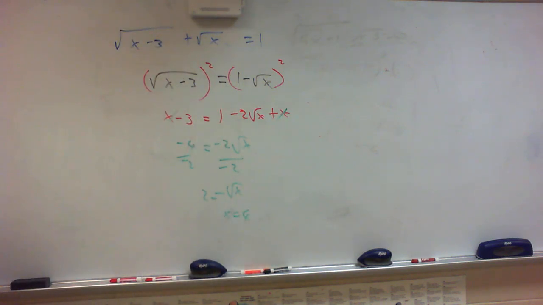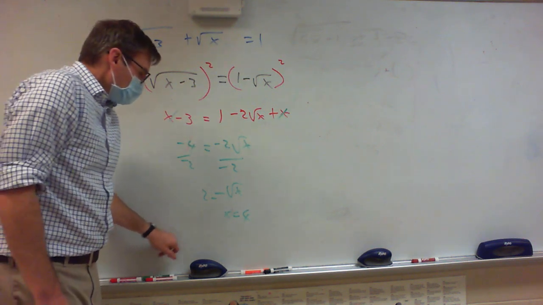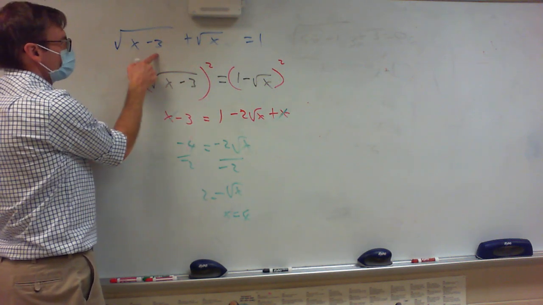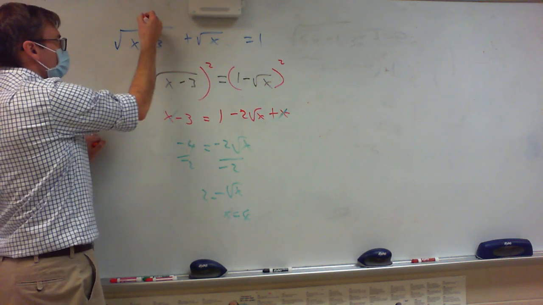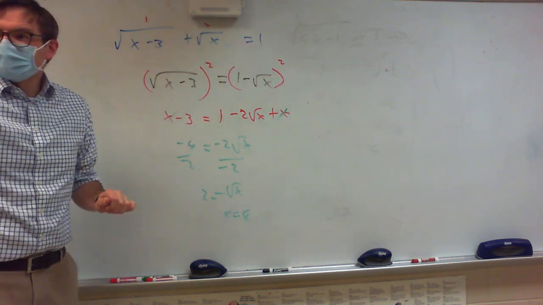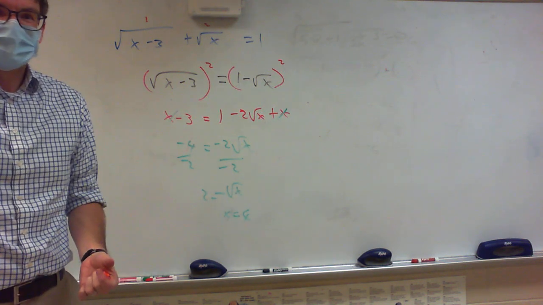Are we done? No, we got to check, don't we? So we go back in and say, well, 4 minus 3 is 1. Square root of 1 is 1, and square root of 4 is 2. Is 1 plus 2 equal to 1? So our one chance of working doesn't work. So guess what we write down? No solution.